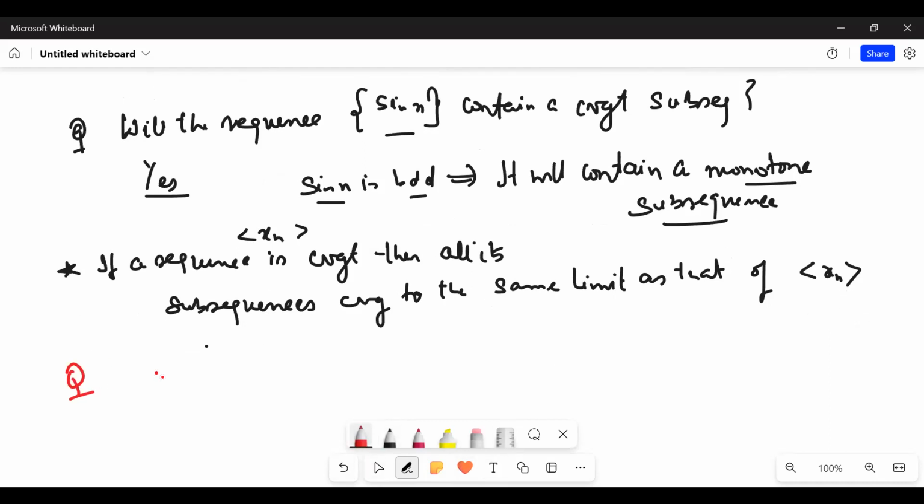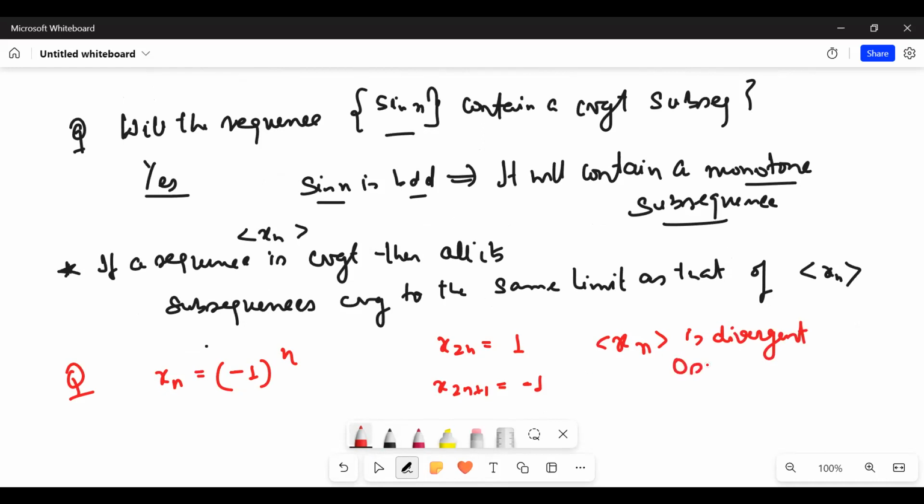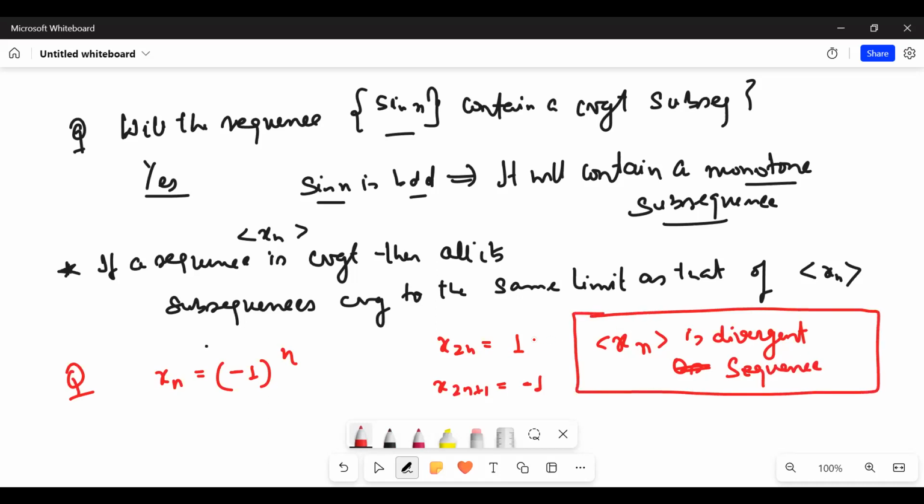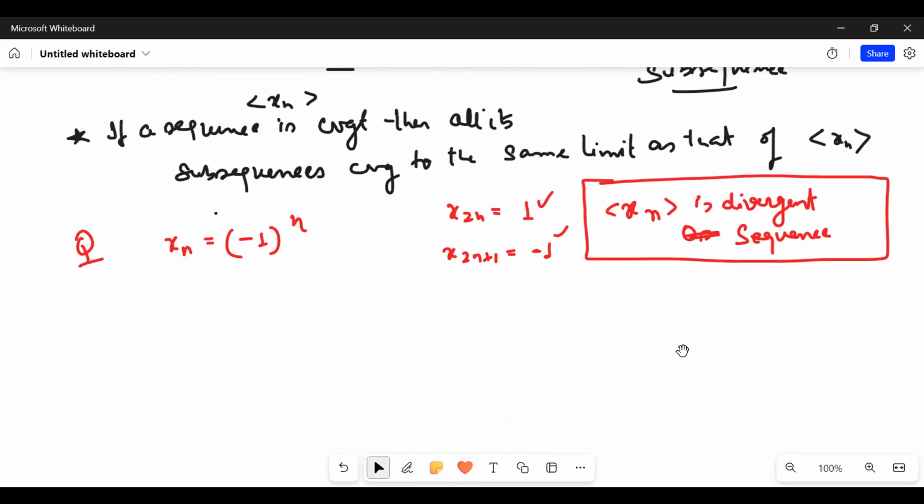Example: xn equals minus 1 raised to power n. It has two subsequences: x2n would converge towards 1, and x2n plus 1 would converge towards minus 1. Clearly, xn is a divergent sequence. A few would say oscillating sequence, that is also fine, but I would mostly use divergent and non-divergent. Oscillations we'll do later on, but right now I'm saying xn is a divergent sequence. Why? Because two subsequences are there, both of them converging to different limits.